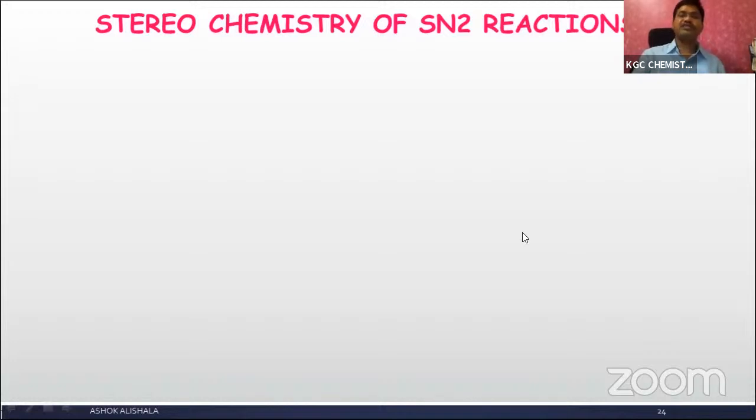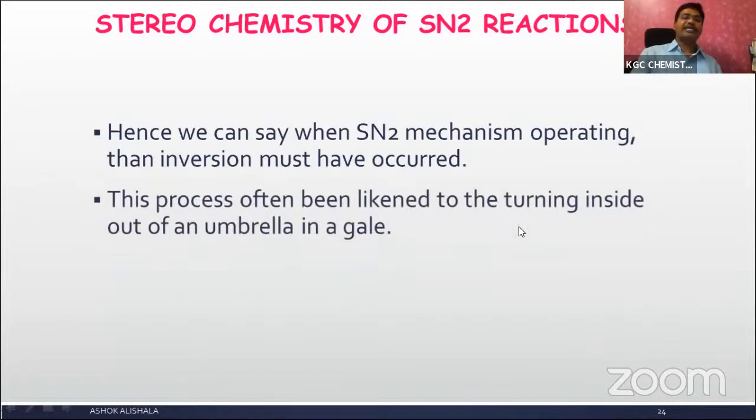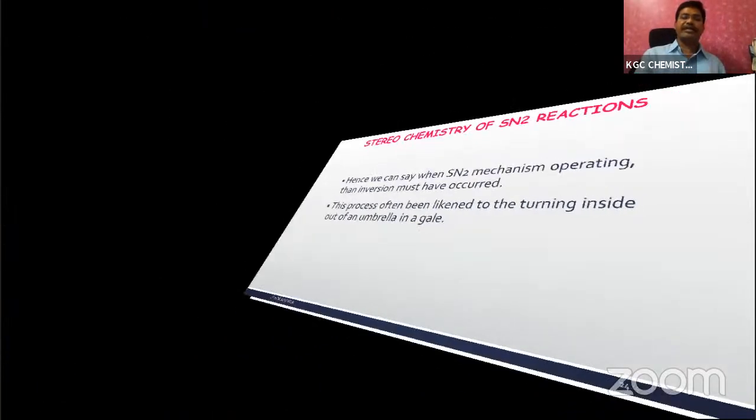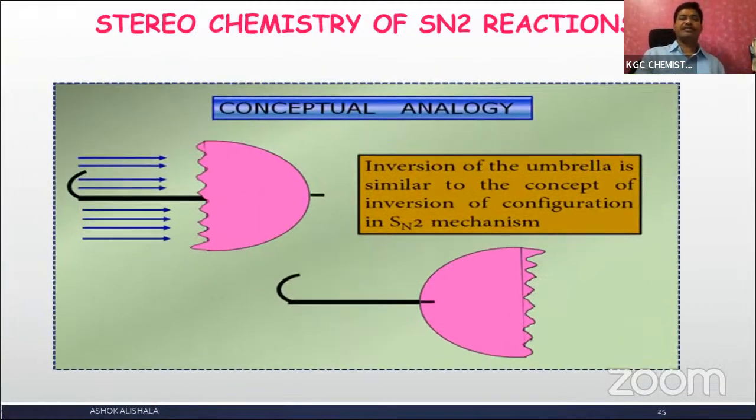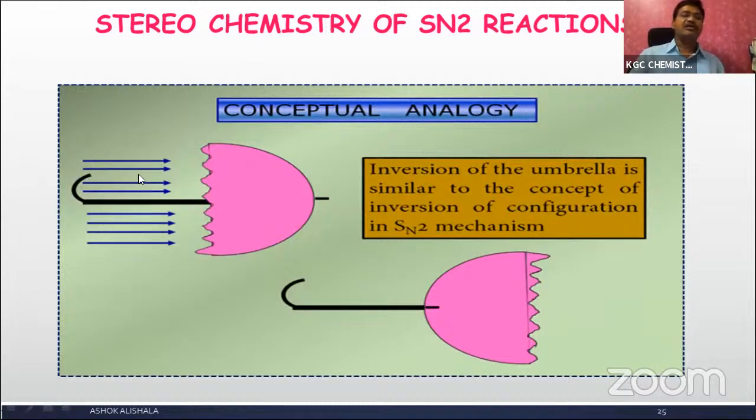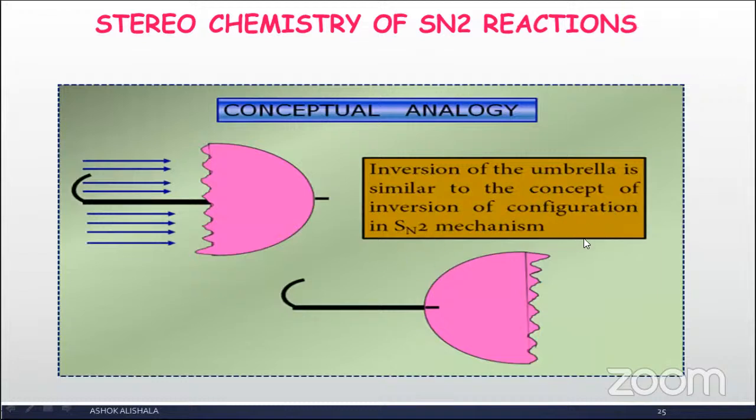Okay, now let us see the stereochemistry of SN2 reaction. Hence, we can say when the SN2 mechanism is operating, inversion must have occurred. This process can be likened to the turning inside out of an umbrella in a gale. This is the wind flow. Then automatically the umbrella goes inside out. Inversion of the umbrella is similar to the concept of inversion of configuration in the SN2 mechanism.